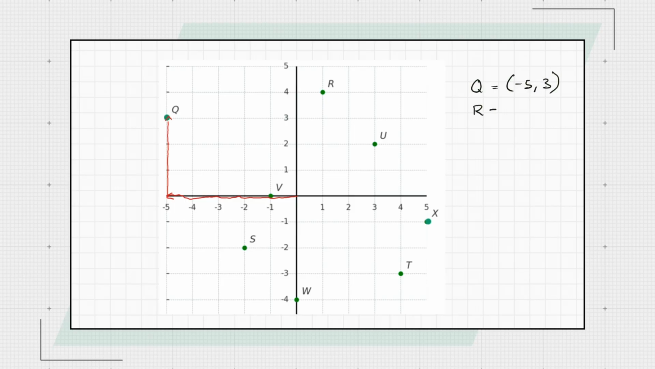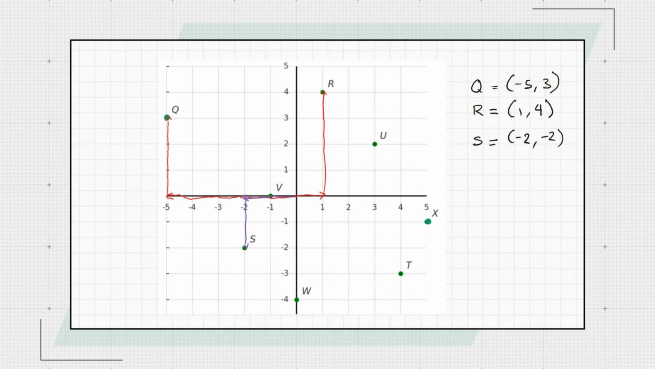Okay, let's do R. For R, our x-coordinate is 1, and our y-coordinate is 1, 2, 3, and 4. Alright, let's do S. So for S, we go across -1 and -2. So our x-coordinate for S is -2. And our y-coordinate is 1 and 2, -2.